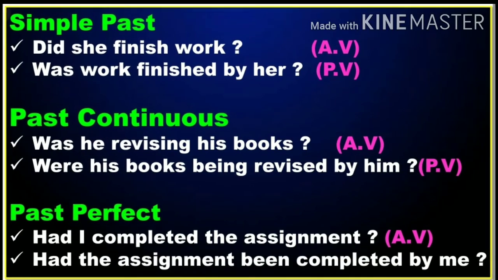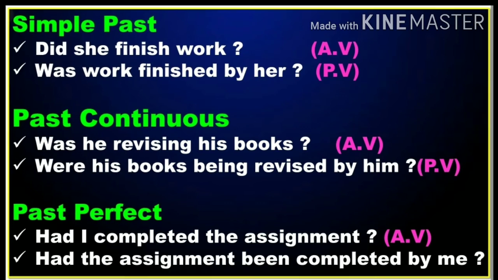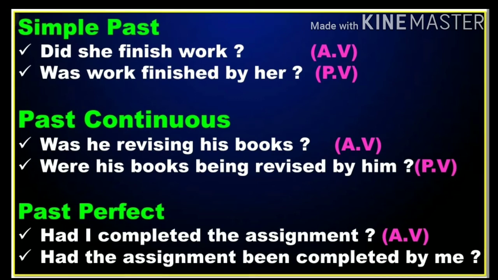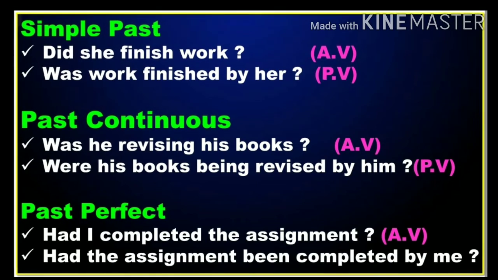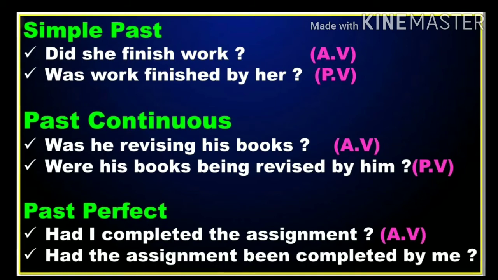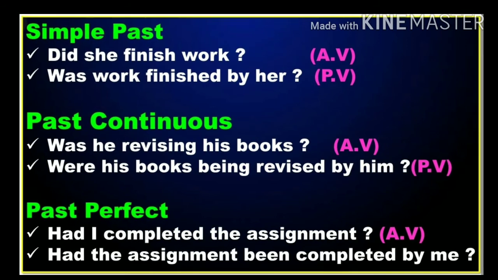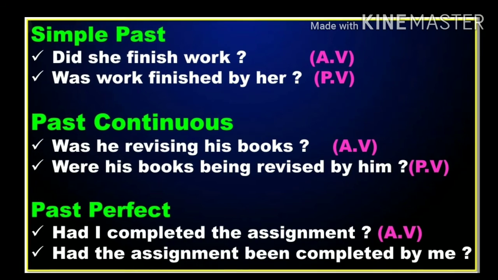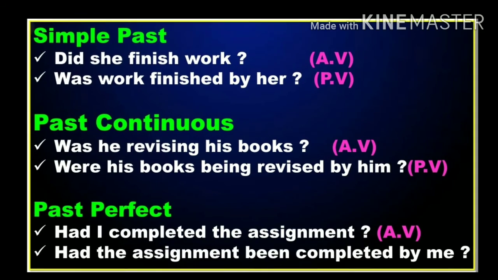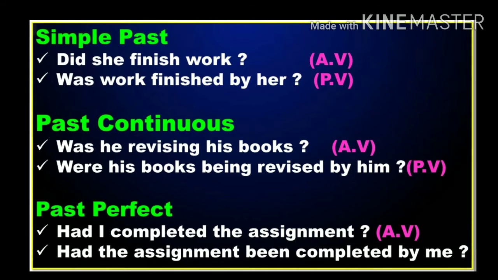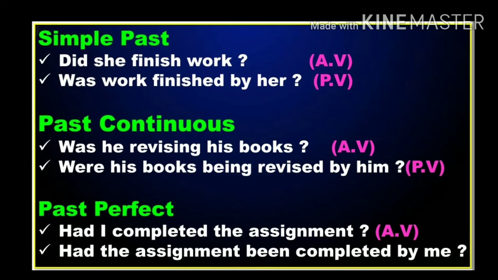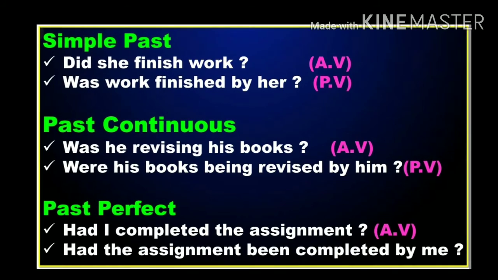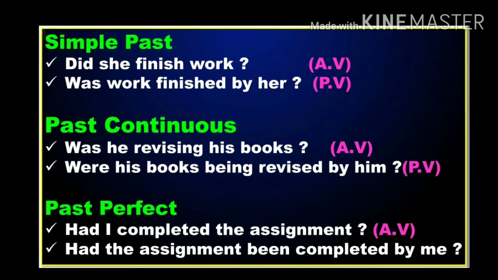And the next one is simple past tense. Did she finish work? That is in active. When it goes to passive, was work finished by her? Here we'll use was or were to frame a question in the passive voice. And the next one is past continuous tense. Was he revising his books? That is in the active voice. Were his books being revised by him? This is in the passive voice.